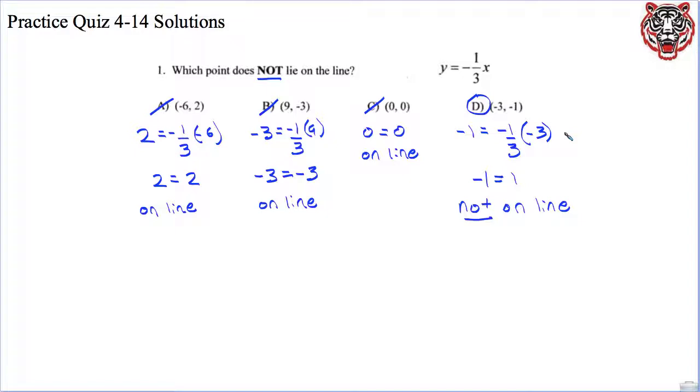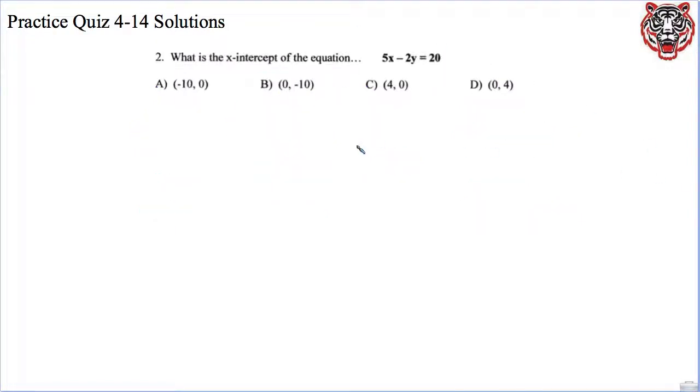Raise your hand if you need more time to write down notes. All right, we're going on to number 2. So number 2, what was the x-intercept? So the definition for x-intercept: if you don't know it, that's when y equals 0.